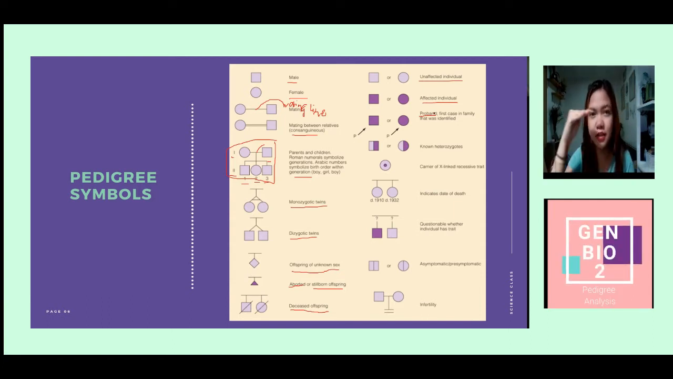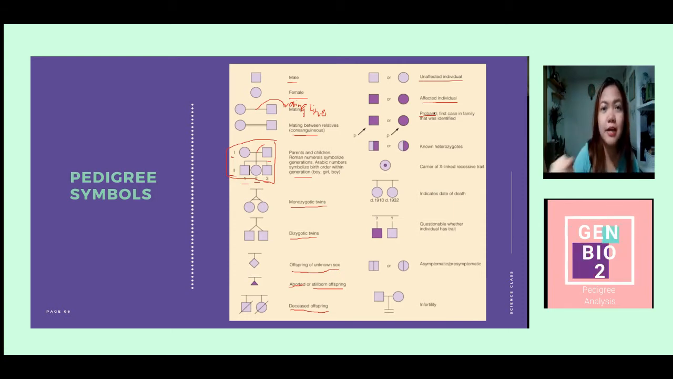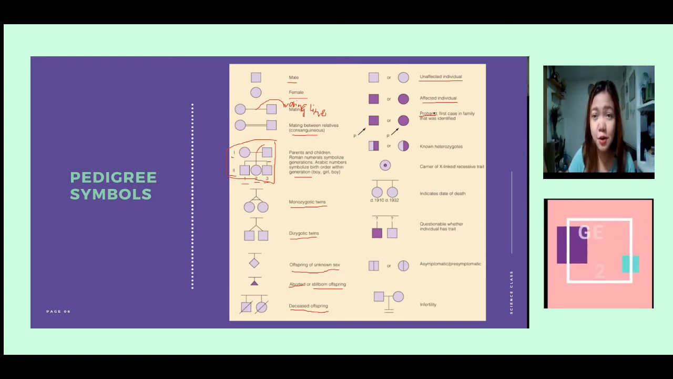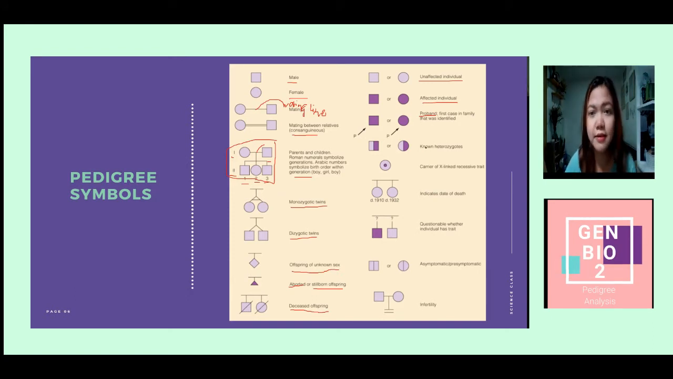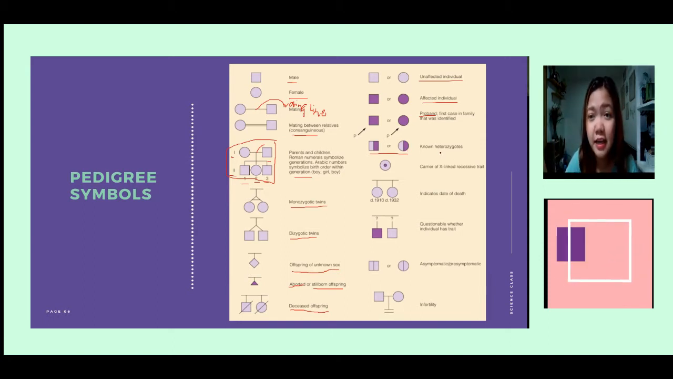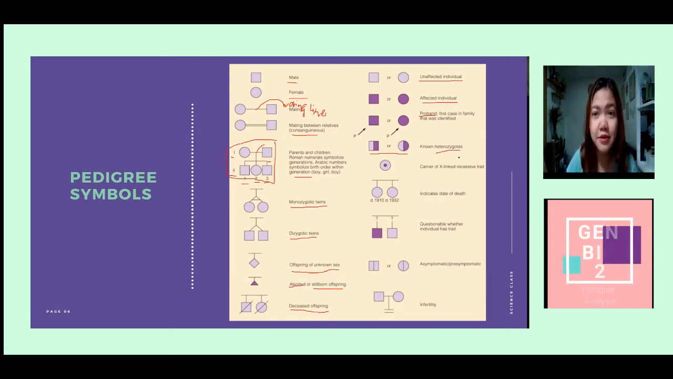For example, in the first generation, wala. Second generation, wala. Third generation, so may nagkaroon ng case, ibig sabihin, that person is a proband. Also, baka makakita kayo ng symbols na half shaded. Meron siyang shaded na heterozygote, so ibig sabihin, one dominant and one recessive allele.